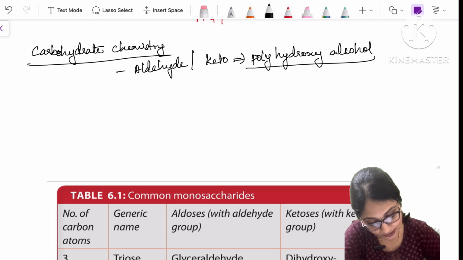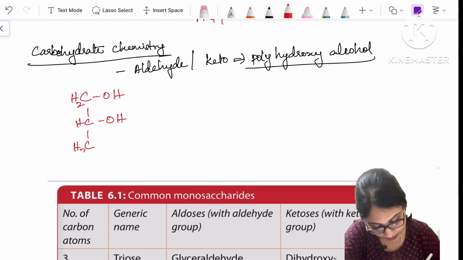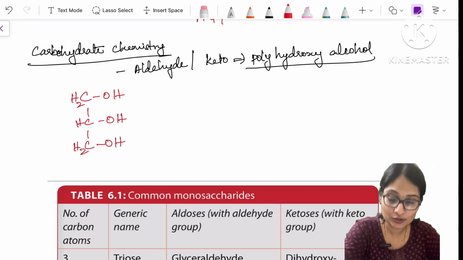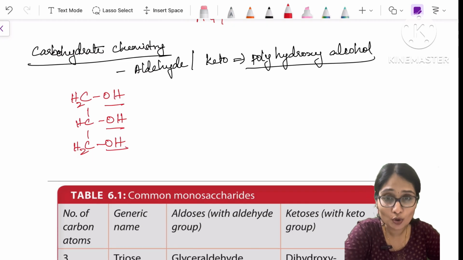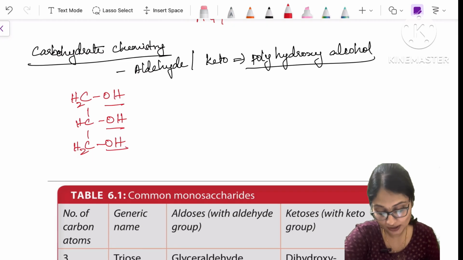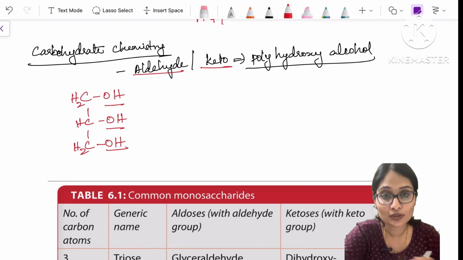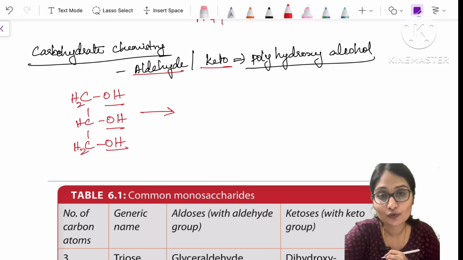It looks something like this: CH2OH, CHOH, and then we have another CH2OH, right? So this is our polyhydroxy alcohol because we have many hydroxyl groups. That is why it is called polyhydroxy alcohol. So this is our glycerol. It should be either an aldehyde derivative or keto derivative. Let me draw an aldehyde derivative of this glycerol.